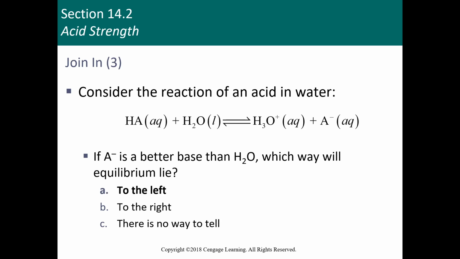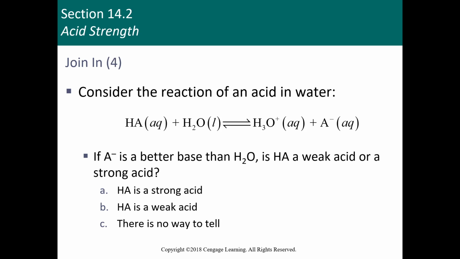So this is going to lie in the left. And the reason for this is what you're evaluating here is that the better base will accept an H plus better, right? So if A minus is a better base, it will accept an H plus better, giving you this. H2O is a worse base, so it's less likely to accept an H plus going this direction. And that means we've been told that this is going to head in this direction. We will favor our left, or our equilibrium will lie to the left.